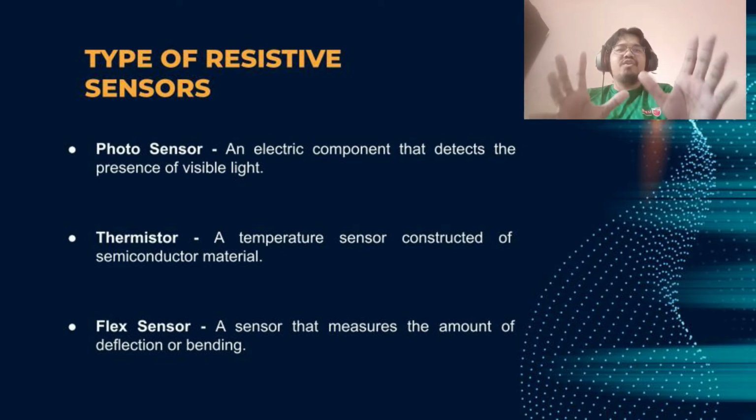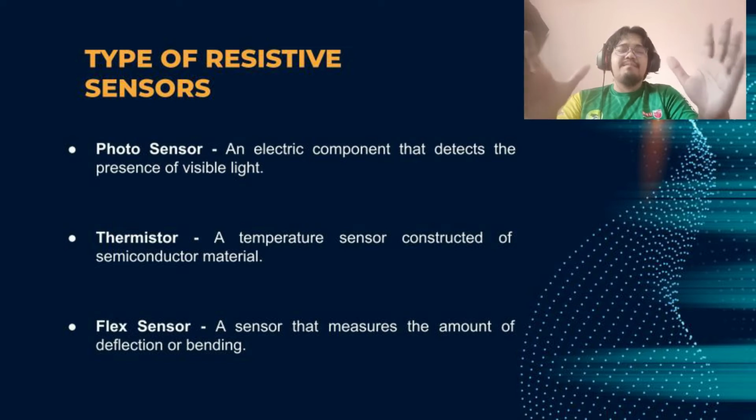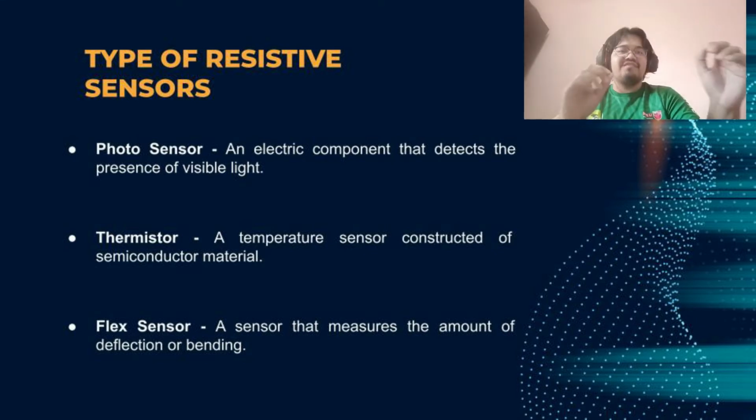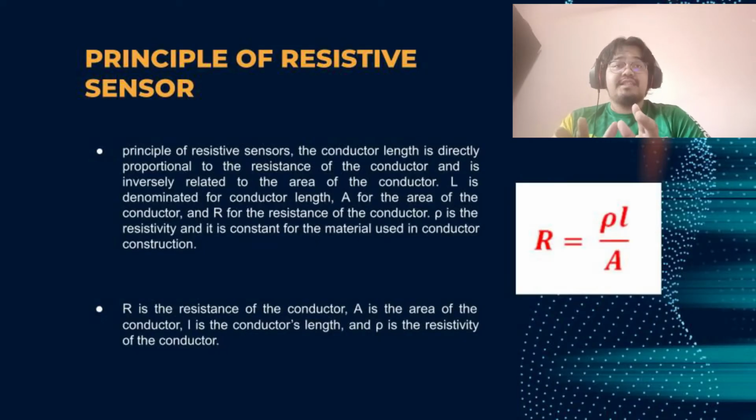A flex sensor, also known as a bend sensor, is a sensor that measures the amount of deflection or bending, and this sensor is usually stuck to a surface, and the resistance of the sensor element is varied by bending the surface. Next is about the principle of resistive sensor.